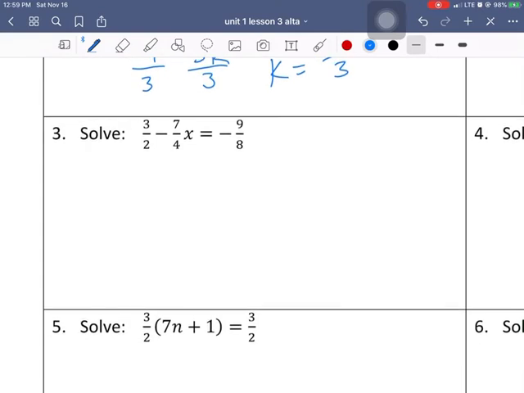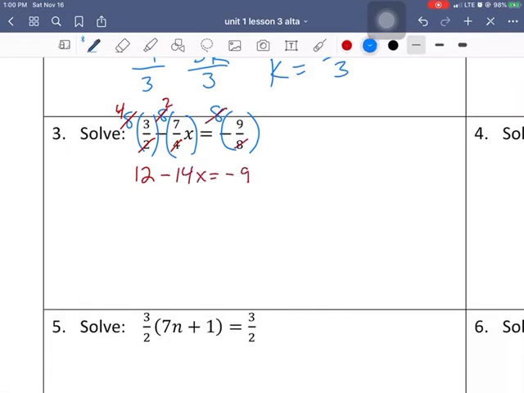Okay. This next one, we have an LCD of 8, right? 8's the largest denominator, 4 is a factor, 2 is a factor, so I can use the 8 to clear my fractions. So 2 goes into the 8 4 times. 4 times 3 is 12. 4 into the 8 goes 2 times. 2 times 7 is 14x. And then 8 into 8 leaves the 9.